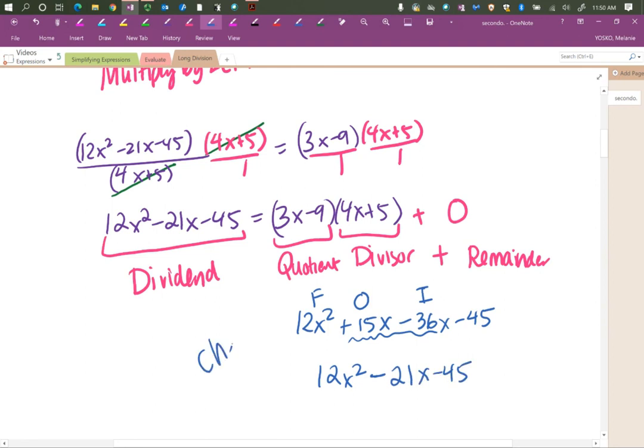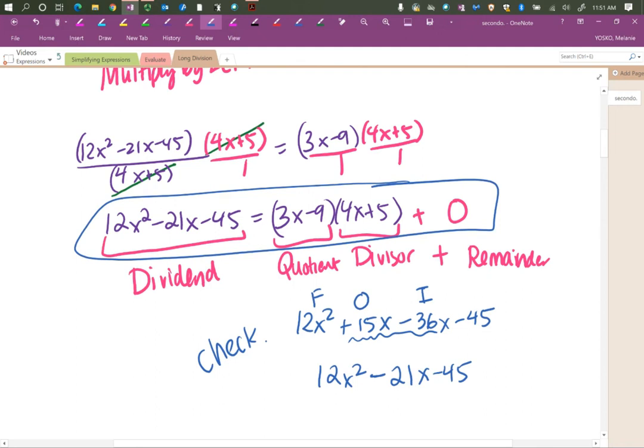So this is where we just check it. Okay, but this is a way to write your answer. And again, you could leave off this 0 part. Okay, hope that makes sense.